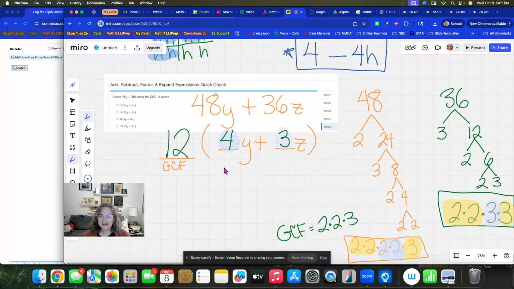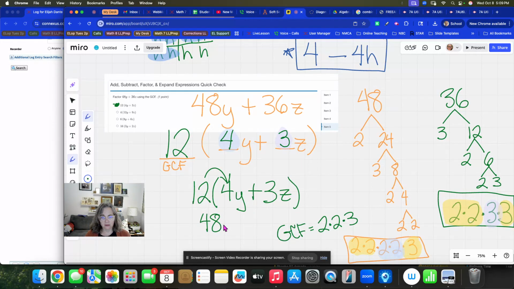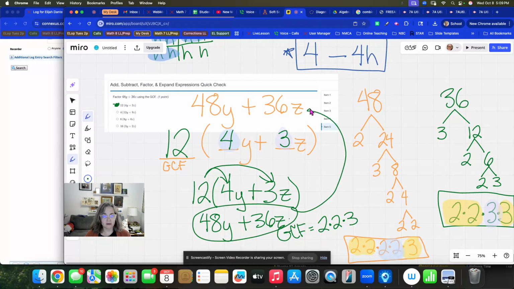Like that. Okay, so you can see the answer here because it's multiple guess. But remember, we can check these. We can check and see if we get these right by distributing. If we've correctly undistributed we can distribute and we will get back what we started with. 12 times 4 is 48. 12 times 3 is 36. And that is what we started with way back when. So that means that my answer is correct. Okay, so there you go. 12 parentheses 4y plus 3z.